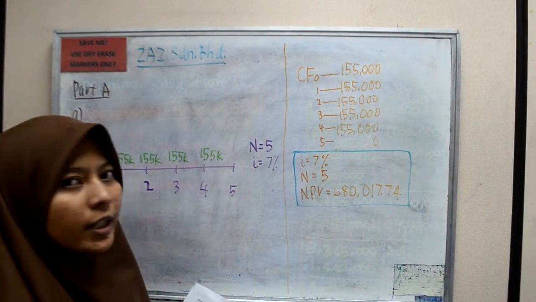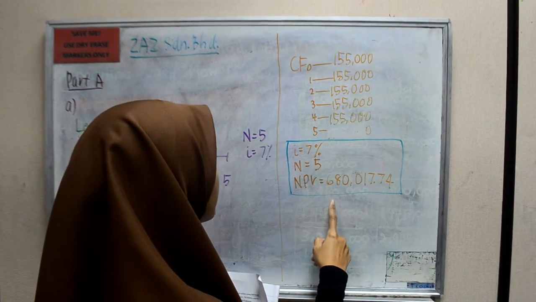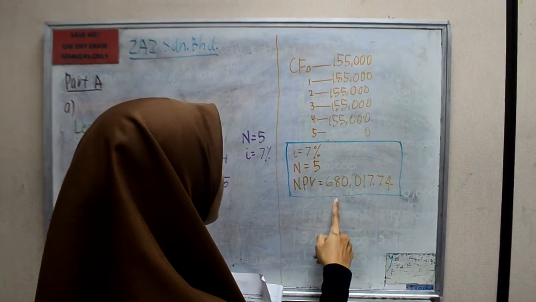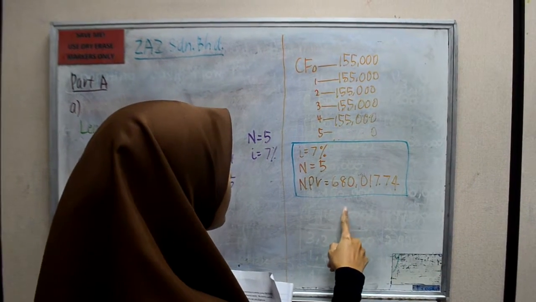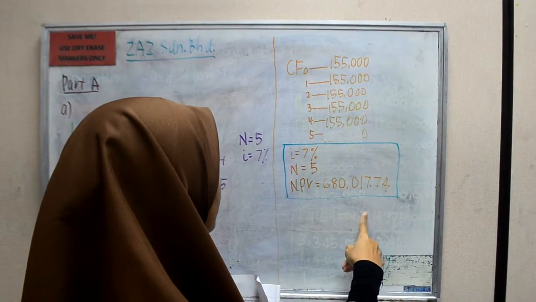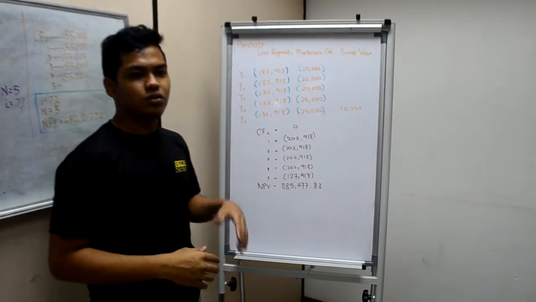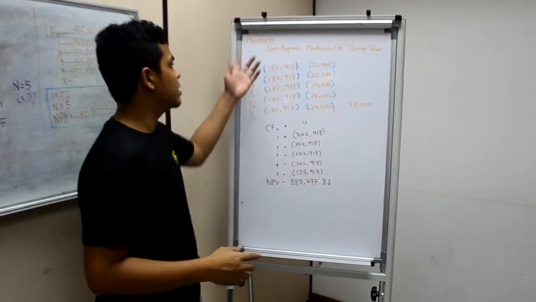Then we will directly get the NPV amounting to 680,070 ringgit 74 cents. Yeah. So I will be proceeding to the next key concept, which is the purchase.